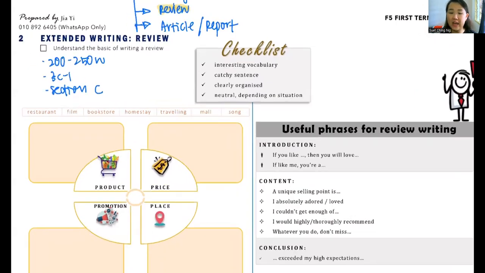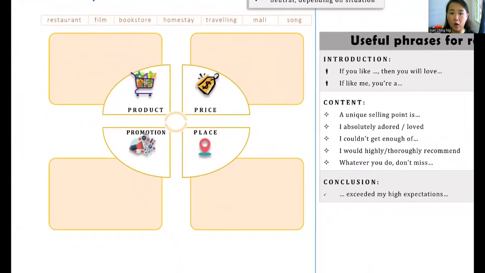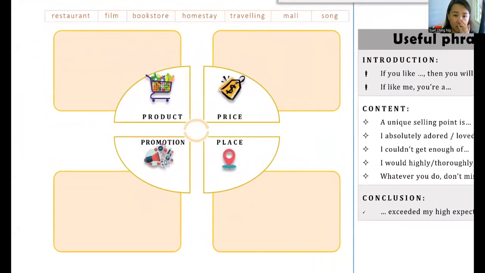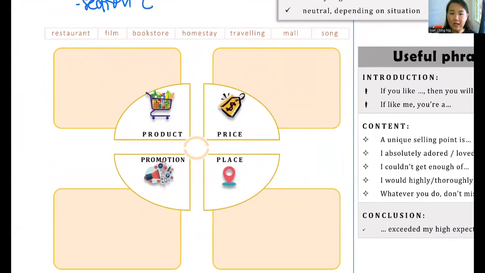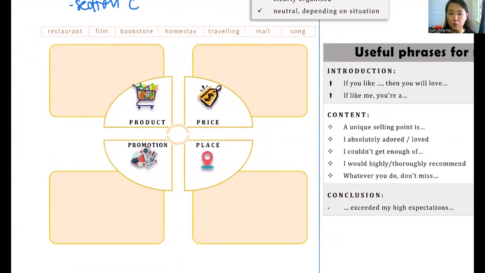Okay, now what are some very popular review topics to be given? Take a look at the subjects on the left. Now you've got restaurant, film, bookstore, homestay, traveling mall, and song. These are some of the really popular ones. Now, how are we going to group them up together? What are some words that you can oftentimes use in reference to these things? Actually, I want to add on one more as well. Restaurant, film, bookstore, homestay, traveling mall, song. I would even be willing to add in products, gadgets.